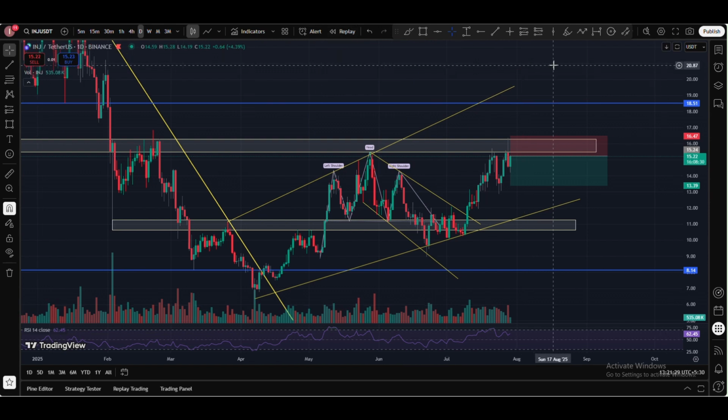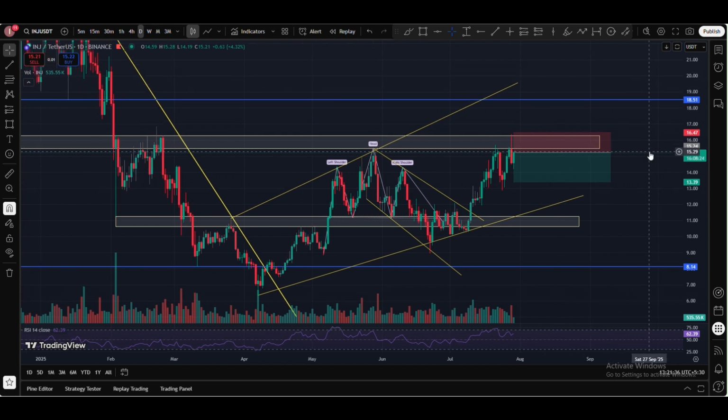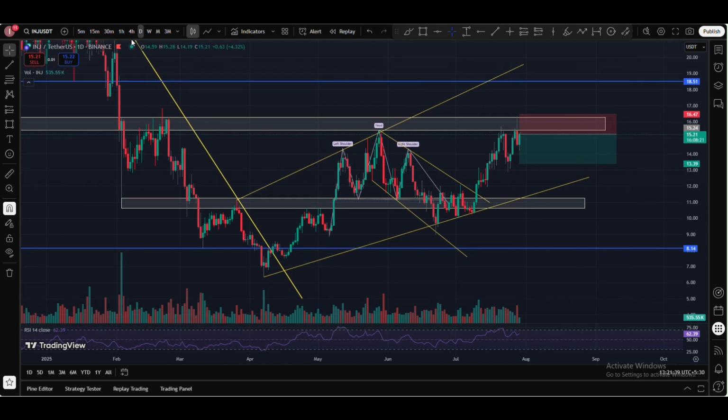Actually, I use 2x leverage for every one of my trades. I am in the daily chart, therefore you can use 2x leverage.